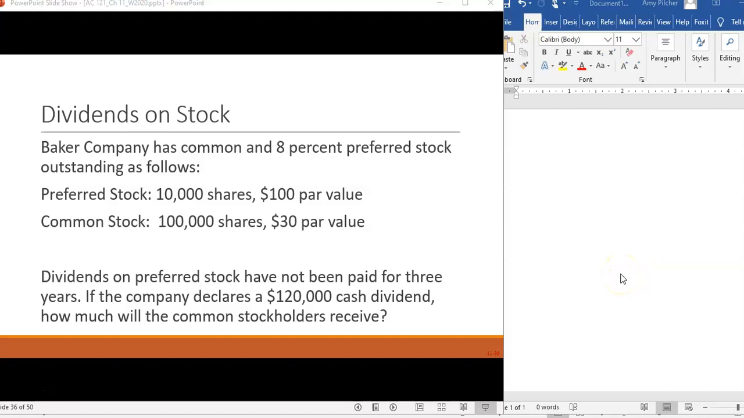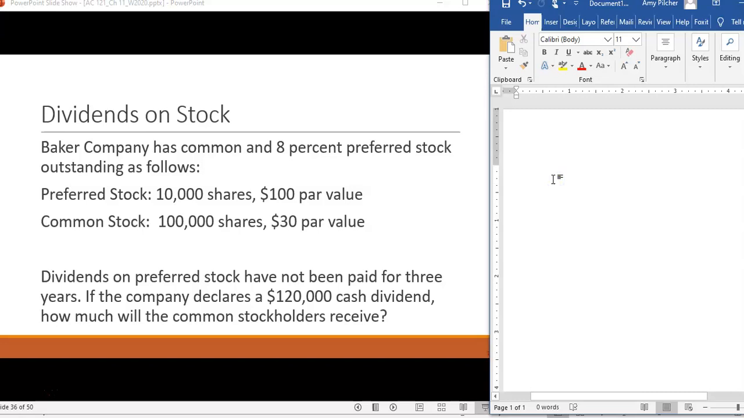Now we're going to look at an example with preferred stock that is not cumulative. If the preferred stock does not say that it's cumulative preferred stock, we don't have to pay back previous years' dividends that we haven't declared. That's only in the case of cumulative preferred stock. In this example, we have non-cumulative preferred stock, and even though we haven't paid dividends for 3 years, we only have to pay 1 year of preferred stock before the leftovers go to the common stockholders.